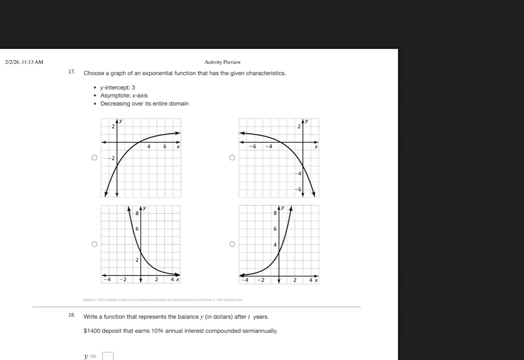Choose a graph of an exponential function that has the given characteristics. Y-intercept of 3. No.